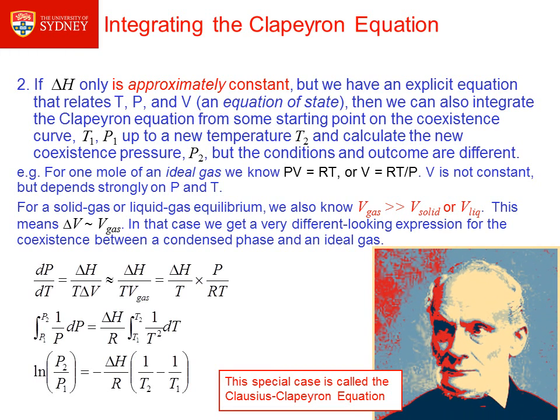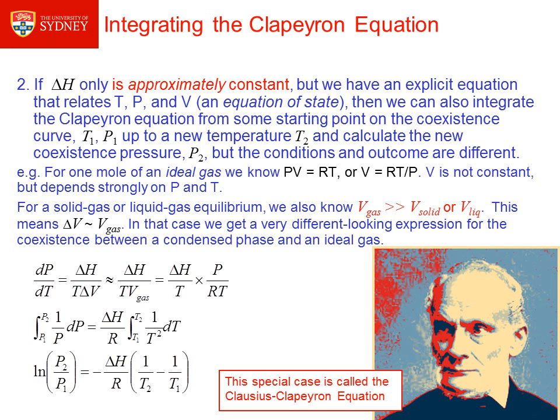The second condition applies if delta H only is approximately constant, but we have an expression that relates temperature, pressure, and volume. We call these an equation of state. In this case, we can also integrate the Clapeyron equation from some starting point on the coexistence curve, T1, P1, up to a new temperature T2 and calculate the new coexistence pressure. But in this case, the conditions for the integral and the outcome, the final equation, are different.